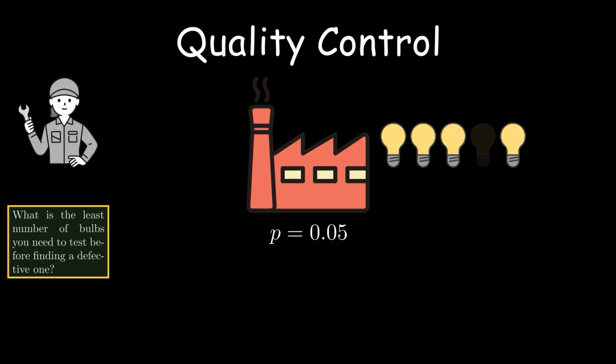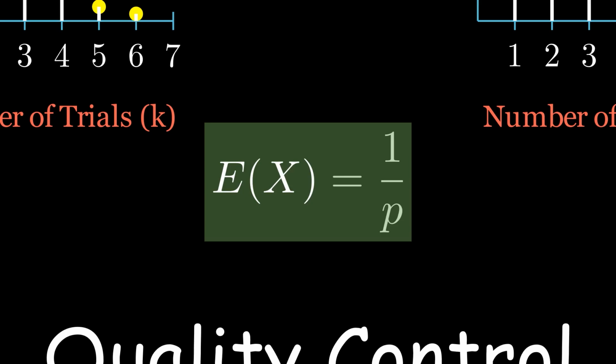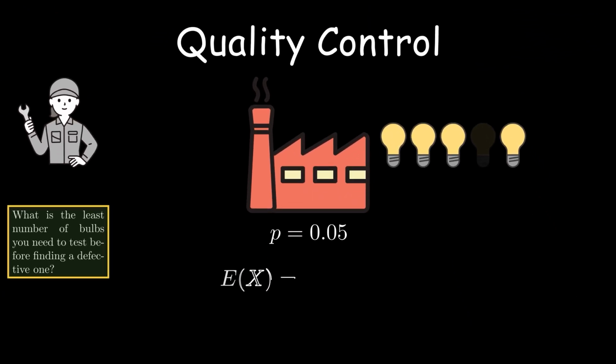To solve this problem, we can use the geometric distribution. Specifically, we can use the expected value of the geometric distribution to find the average number of bulbs we need to test before finding a defective one. Recall that the expected value of the geometric distribution is given as E of X equals 1 over p. Substituting the value of p, we get expected value of X equals 1 over 0.05, which equals 20. Therefore, on average, you need to test 20 bulbs before finding a defective one.